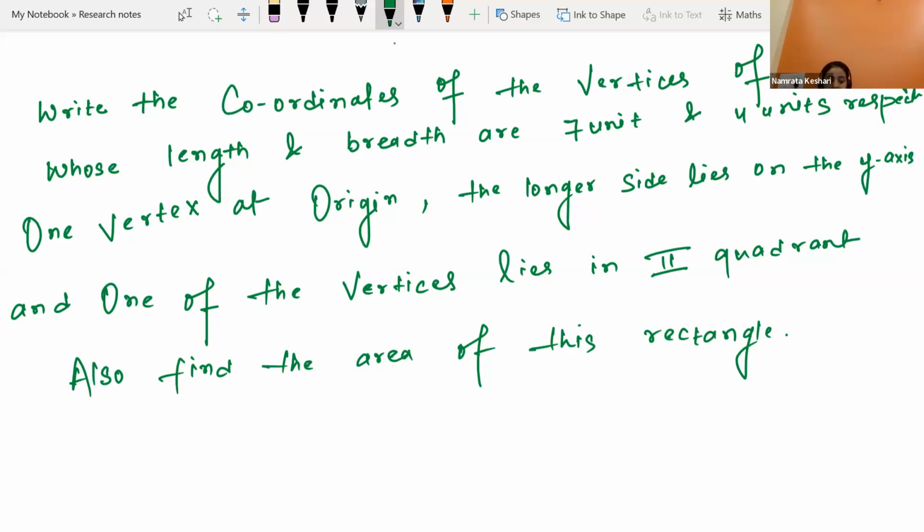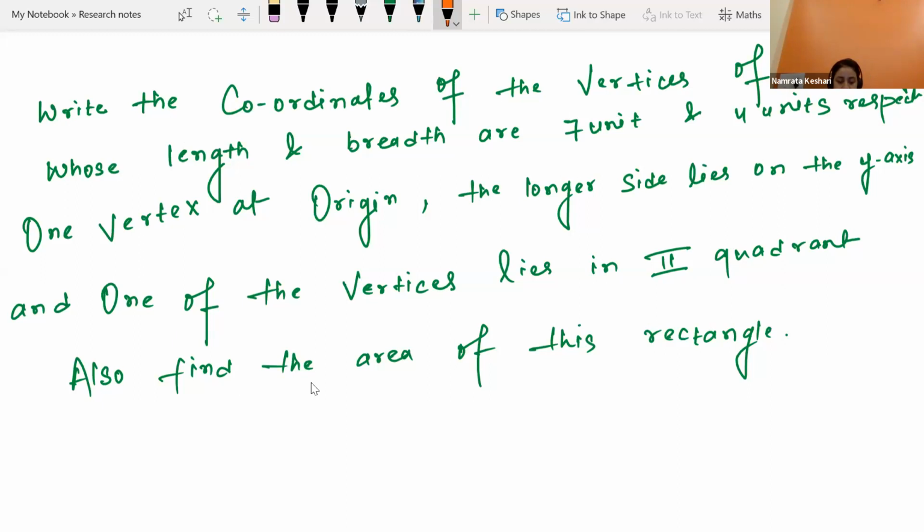Coordinates of the vertices also we have to find. Check it. We have to make the figure. We have to write the coordinates of the vertices, and we have to find the area also of the rectangle which we have framed, which we have made.